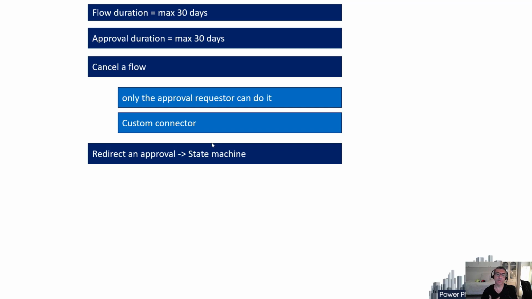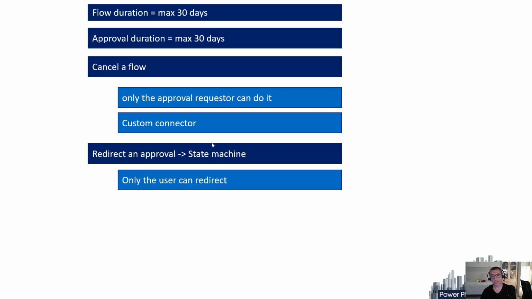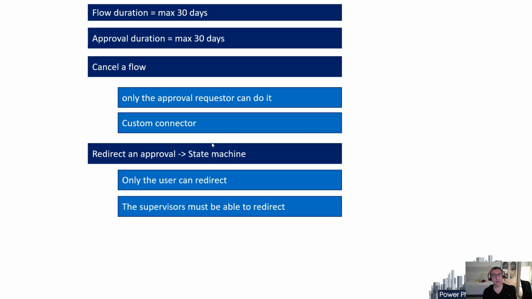Also, sometimes we want to be able to redirect the approval automatically, not just manually. So basically, we need a state machine. Going to a previous step means, technically, you are implementing a state machine. And in Power Automate, only the user who gets the approval can redirect. So sometimes we want a supervisor or a group of people to be able to redirect an approval, and we want to do that automatically.